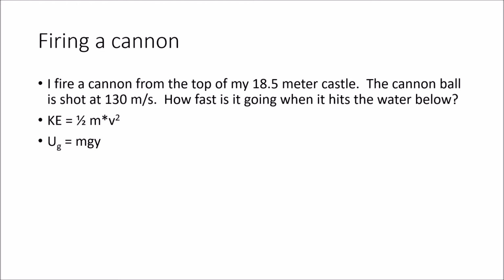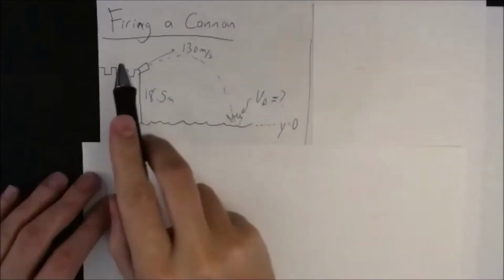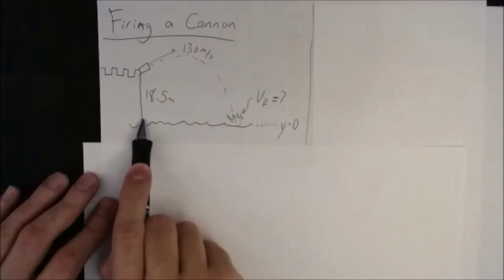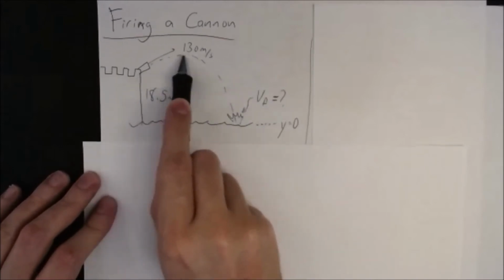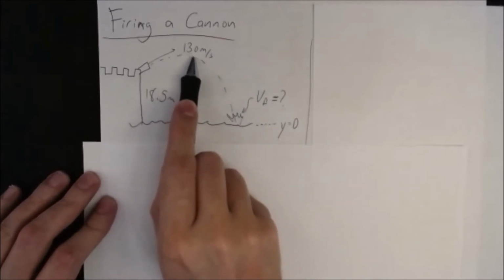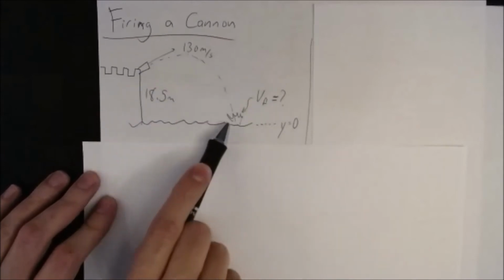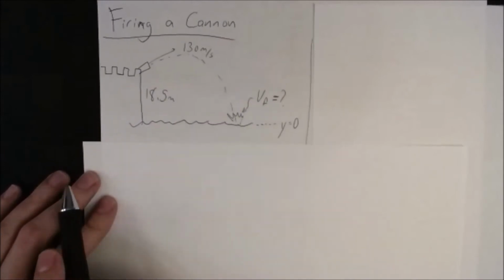You had to do quite a bit of trigonometry, and you had to use the Pythagorean theorem and all that to figure this out. But I'm going to show you that you can figure this out a lot faster using energy than you can with kinematics. We've got our 18.5 meter tall castle. We've got the cannonball being fired out at 130 meters per second. It hits the water at some final speed.